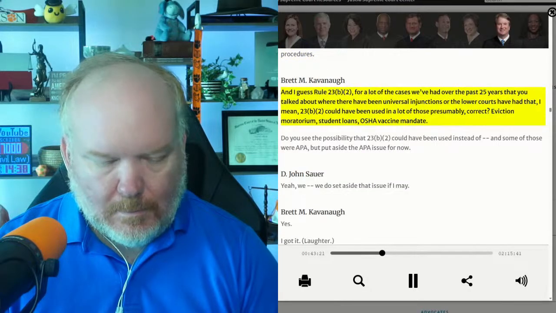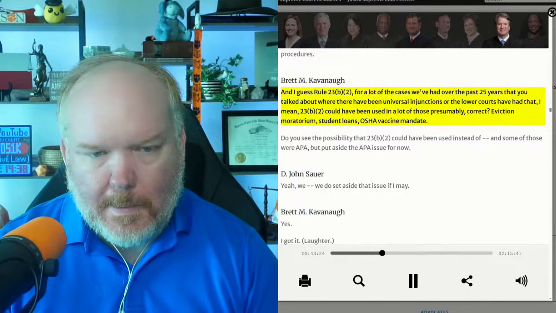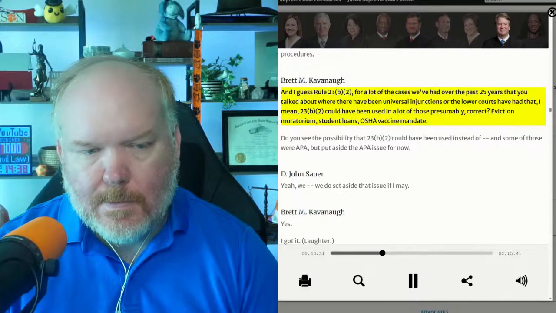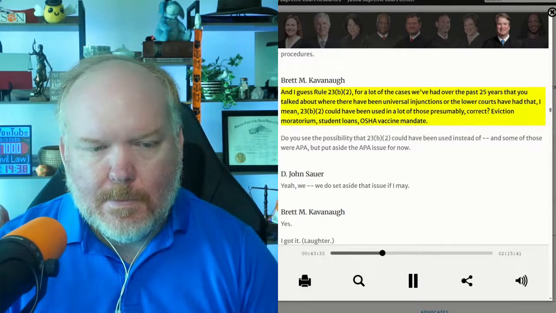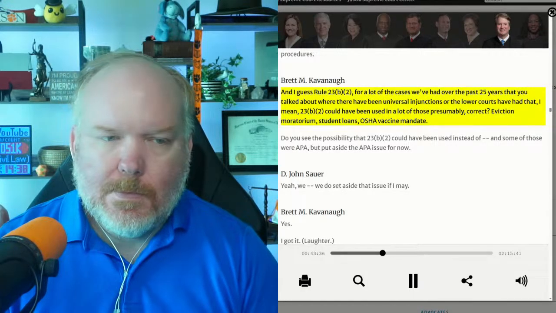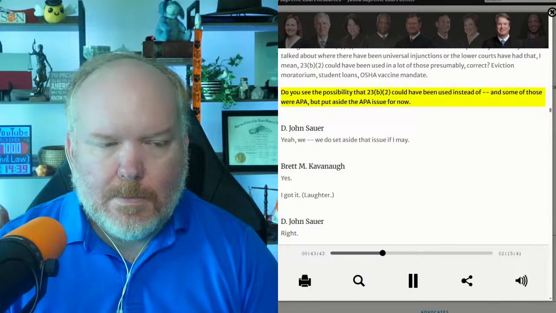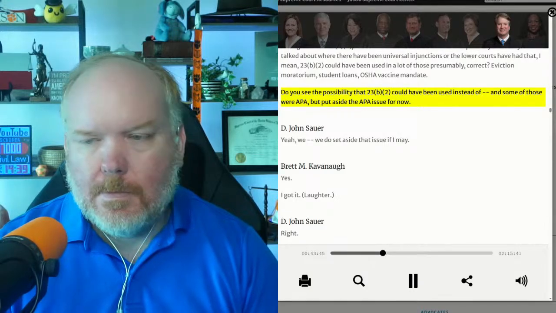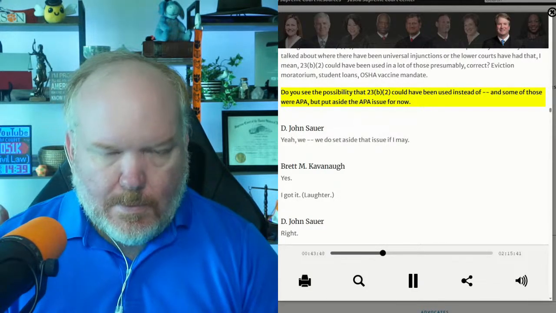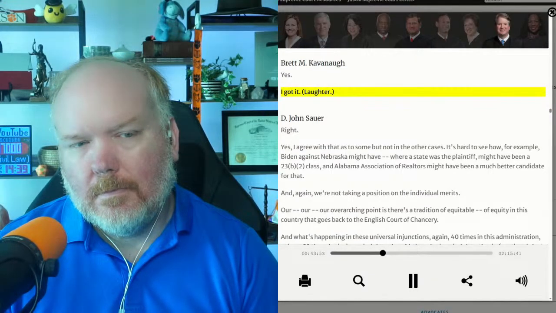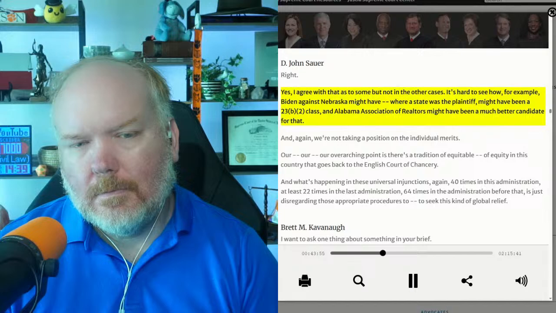And I guess Rule 23(b)(2), for a lot of the cases we've had over the past 25 years that you talk about where there have been universal injunctions or where the lower courts have had that, 23(b)(2) could have been used in a lot of those, presumably, correct? Eviction moratorium, student loans, OSHA vaccine mandate. Do you see the possibility that 23(b)(2) could have been used instead? Some of those were APA, but put aside the APA issue for now. Yeah, we do set aside that issue, if I may. I got it. But yes, I agree with that as to some, but not of the other cases.